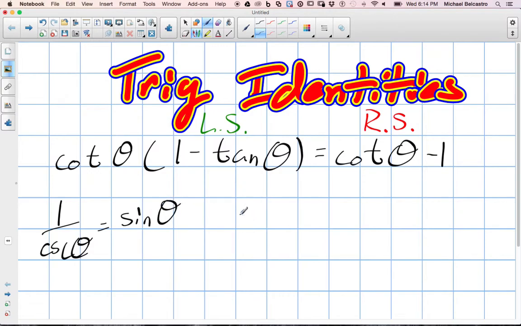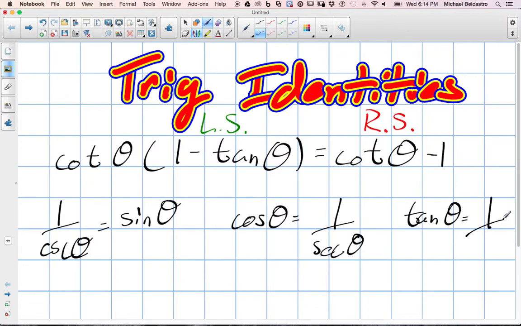Okay. What about cos theta? What is that equal to? 1 over secant. Yeah, good. 1 over secant. And then finally, tan theta, what is that equal to? 1 over tangent. Or cotangent. Cotangent. There you go. That's fine. Okay, good. So we got a bunch of reciprocal ones, and I think that's really all we're going to need.